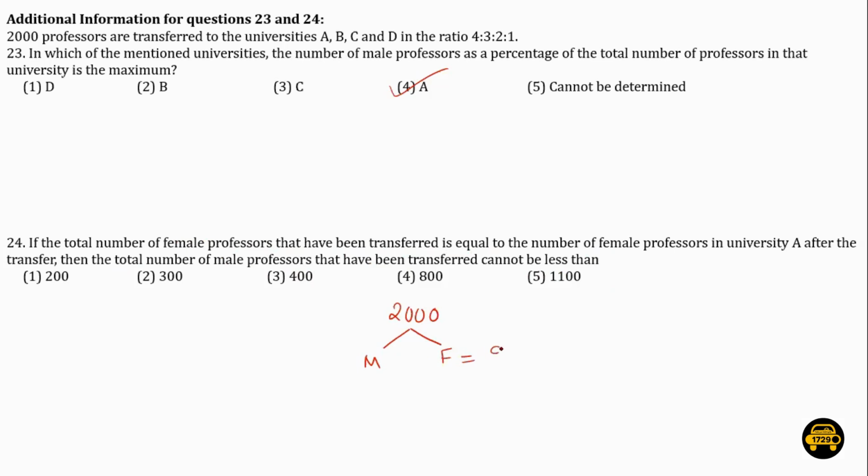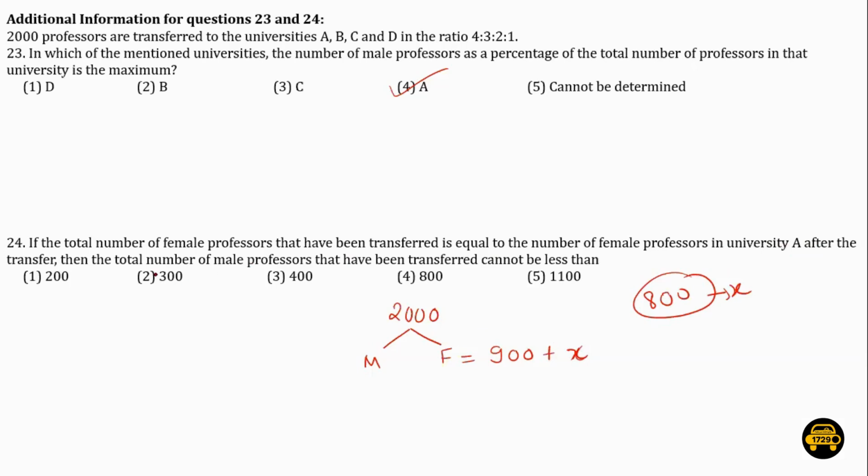So before the transfer, university A had 900 female professors, and let's say X professors were transferred. A had 800 transferred in. Out of these 800, X were females who got transferred to university A.